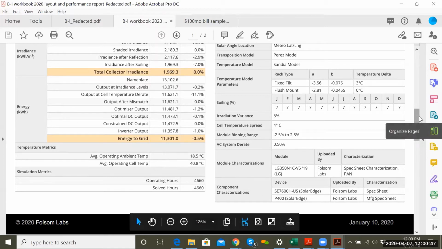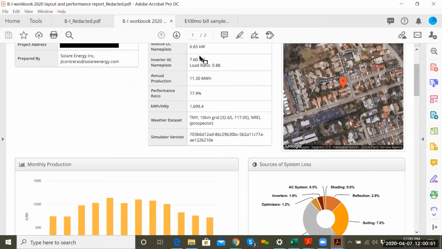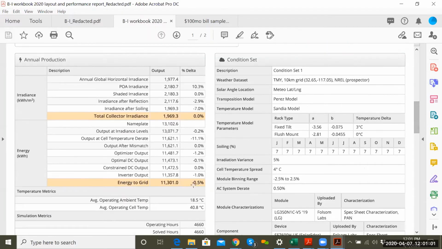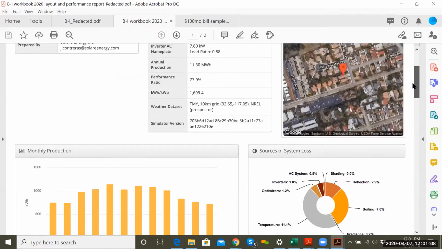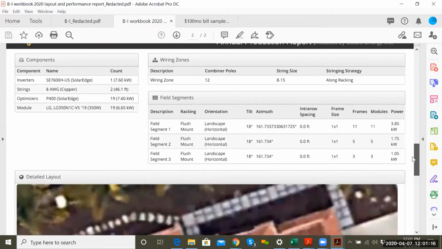Correct. And the system size is, I think it was 6.6 kilowatt here. And the annual production is 11.3 million kilowatt hours, or in other words, 11.3 megawatt hours, which means 11,300 kilowatt hours. Correct. Got it. Anything else that is worth noting?